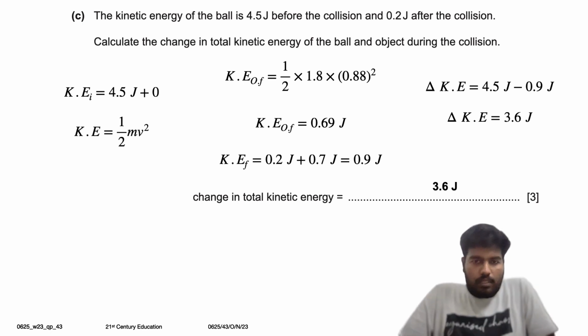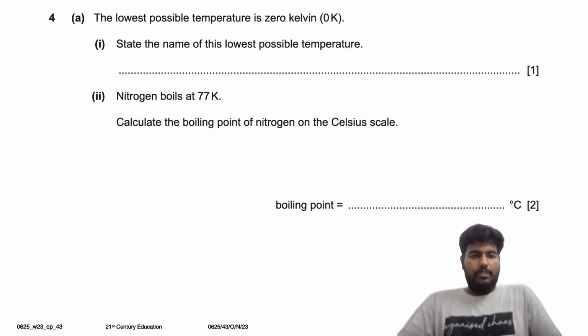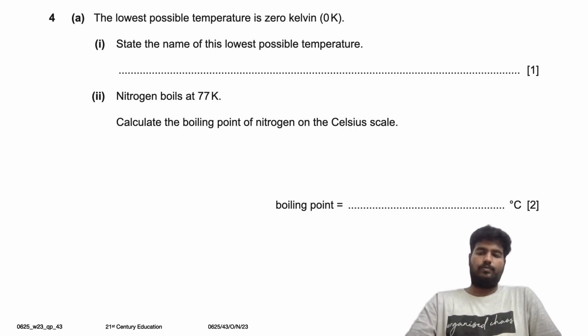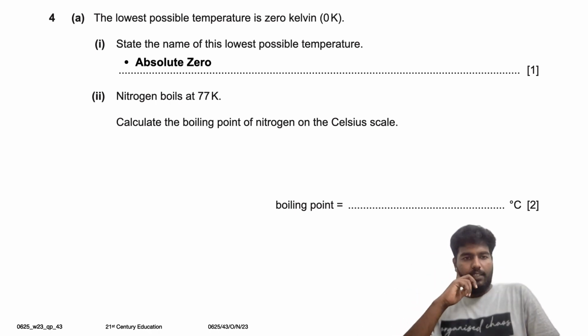Yeah, we can move to the next question. Thermodynamics. The lowest possible temperature is 0 Kelvin. State the name of this lowest possible temperature. This is called absolute zero. So that's the answer. Nitrogen boils at 77 Kelvin. Calculate the boiling point of nitrogen on the Celsius scale.